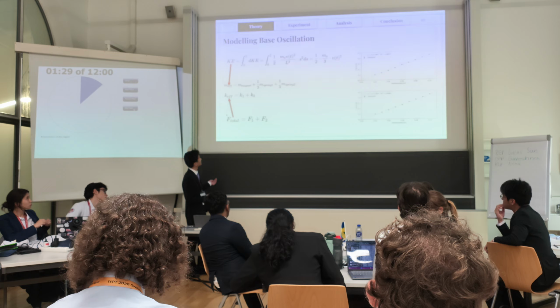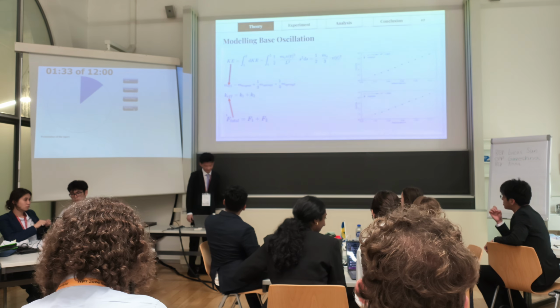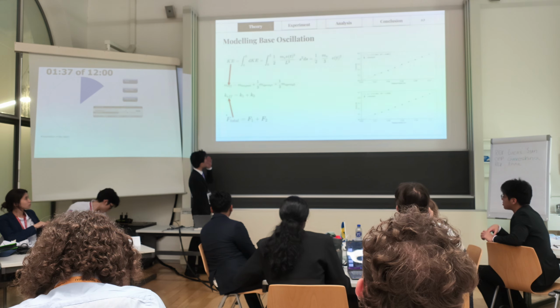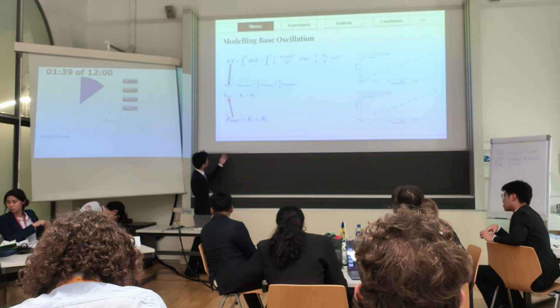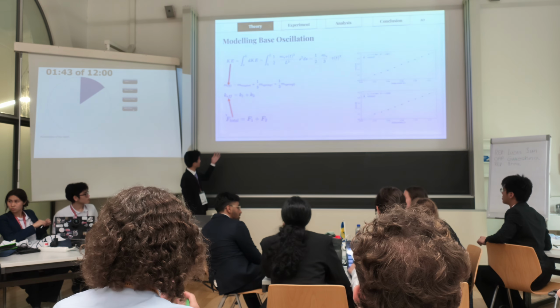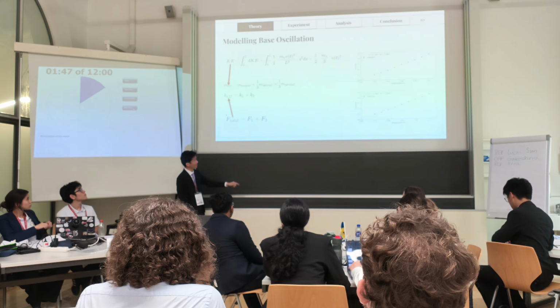Here's the theoretical explanation. First we model the base oscillator. As I mentioned, the springs have non-negligible mass, so we have to add one third of the total mass of the springs to the effective mass, and also to the time and the spring constant.